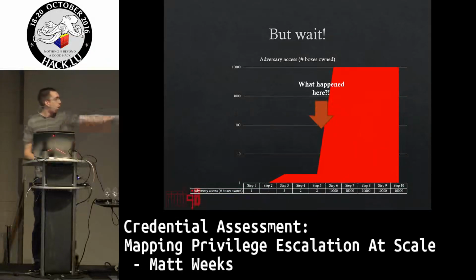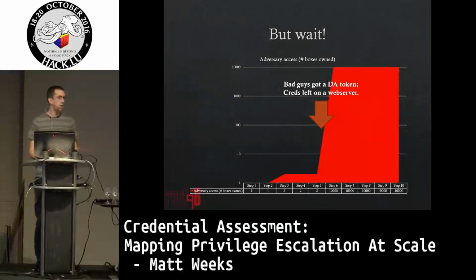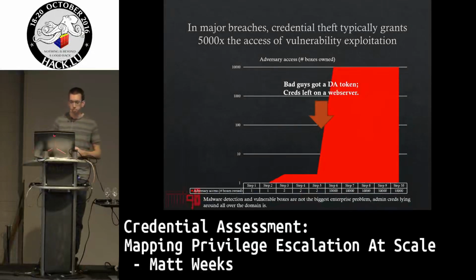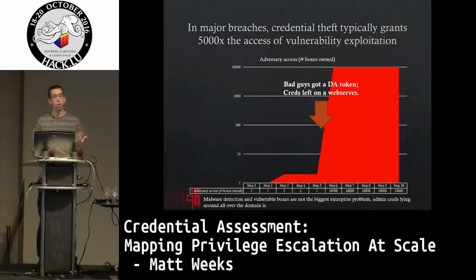And both of these are really important parts of a security program. But I have to ask myself, there's something important in the middle here which jumps out at you. And what happened here? In all of these cases, the attackers were able to steal the credentials to a highly privileged domain admin account. Those credentials were left, in this case, on a web server or on another server within an enclave, and then they were able to compromise everything. In all of these breaches, I'd say all 6 of the breaches that we've talked about, the credential theft has typically granted an attacker access to thousands of times more systems than any vulnerability exploitation or user compromise social engineering email. And so malware detection and vulnerable systems are both important issues, but in my opinion, the biggest enterprise problem is administrative credentials lying around all over the domain, or credentials lying around the domain which could be used to obtain those credentials.